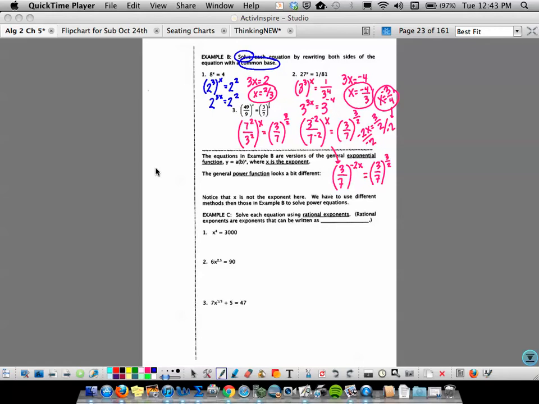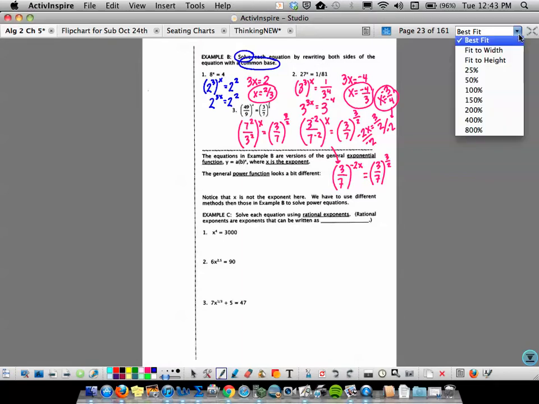So we're going to pick up where we left off on the notes from last time. These are the 5.2 notes. And we finished up example B, and now we're going to look at some information beyond that.